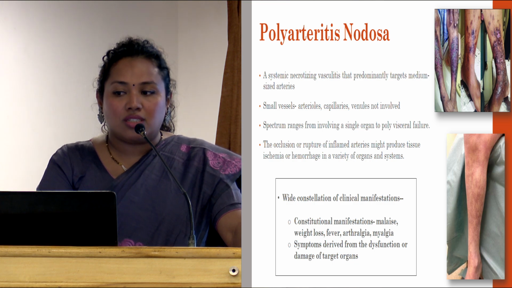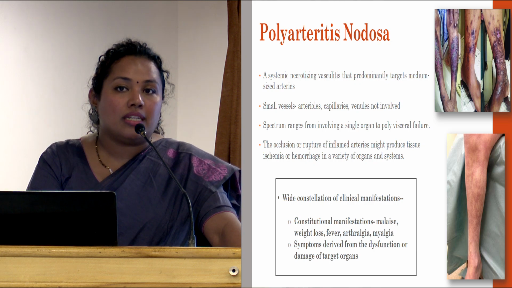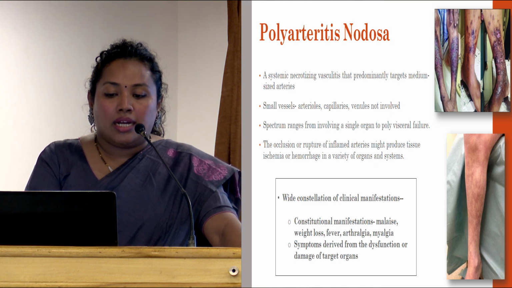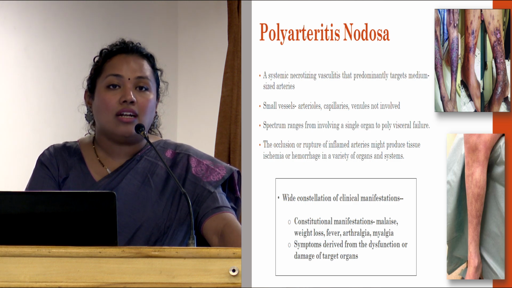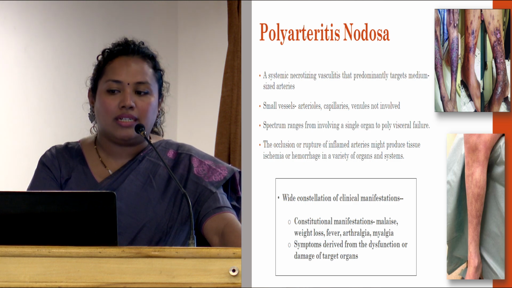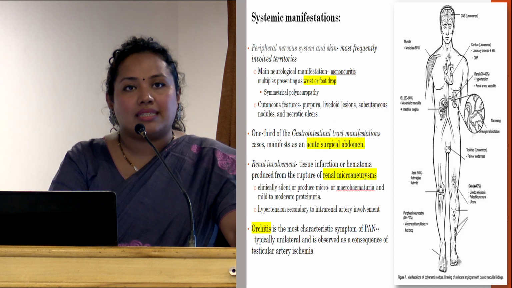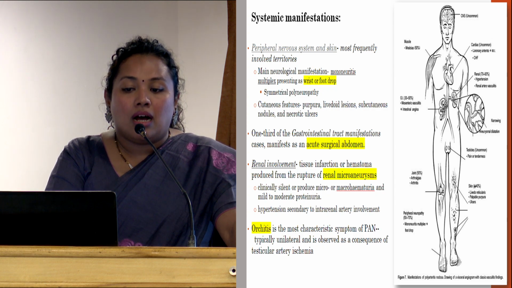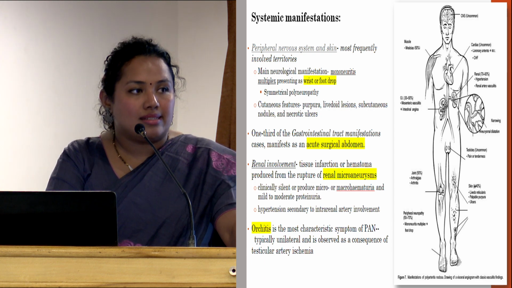So what we can see in the pictures, the top shows cutaneous PAN, whereas the lower picture is showing a livedoid lesion, which can sometimes be seen associated with this type of vasculitis. Patients also have a history of weight loss, fever, arthralgia, myalgia, and of course the symptoms derived from specific organ damage. When we look at organ involvement, the peripheral nervous system and the skin are usually involved, and here we see patients presenting with a wrist drop or a foot drop due to mononeuritis multiplex. Cutaneous features like purpura, livedoid lesions, subcutaneous nodules and necrotic ulcers can be seen.